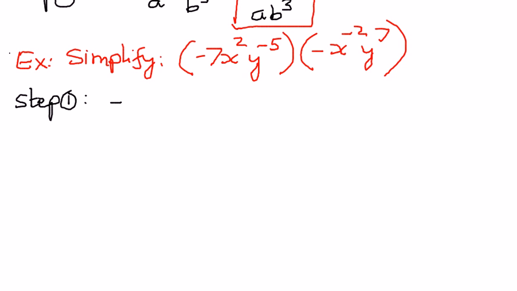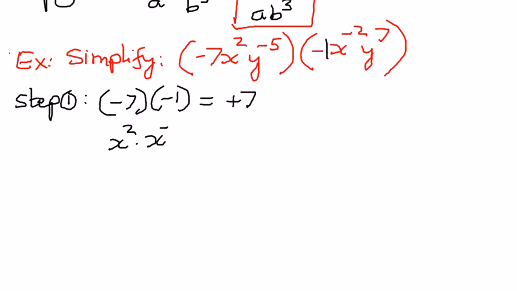So we have negative 7 multiplied by negative 1. The coefficient of negative x can be thought of as negative 1; the ones are implied. Negative times negative is a positive, and 7 times 1 is 7. Then the x terms: x to the power of 2 in the first part of the expression, and x to the power of negative 2 in the second part. We write the base term once and add the exponents, 2 minus 2. So this becomes x to the power of 0. Whenever we have any term raised to the power of 0, that value is equal to 1.